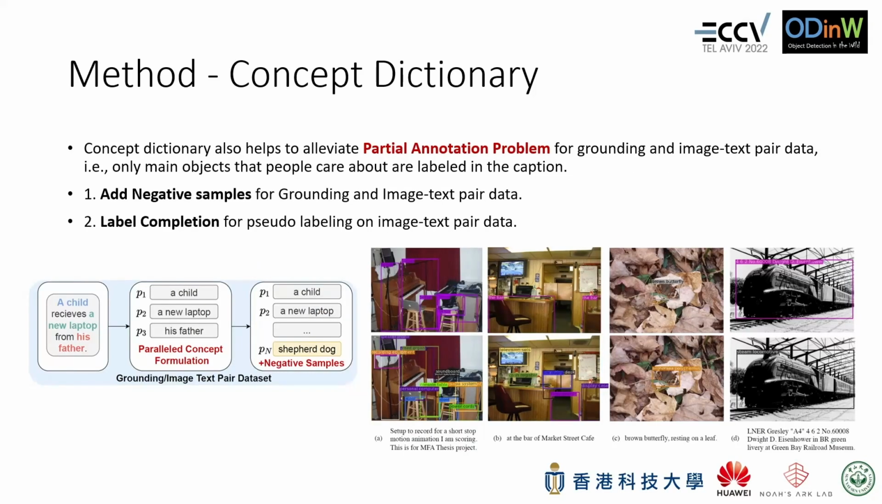Concept dictionary also helps to alleviate the partial annotation problem for grounding and image-text pair data, which is that only main objects that people care about are labeled in the caption. We alleviate this problem by adding negative samples for grounding and image-text pair data and introduce label completion for pseudo-labeling on image-text pair data with every concept in the dictionary. Observe from the right part of the figure, the use of concept dictionary helps produce higher quality pseudo-labels.